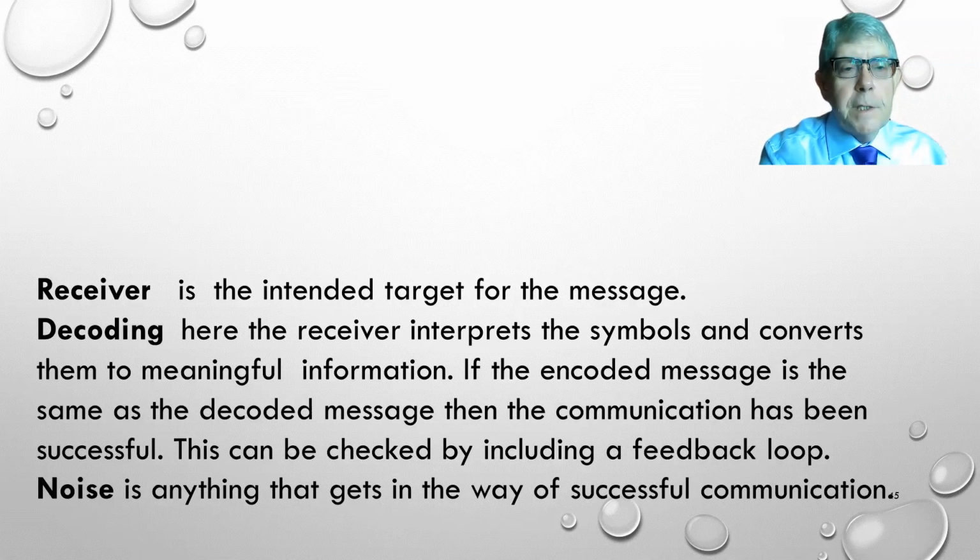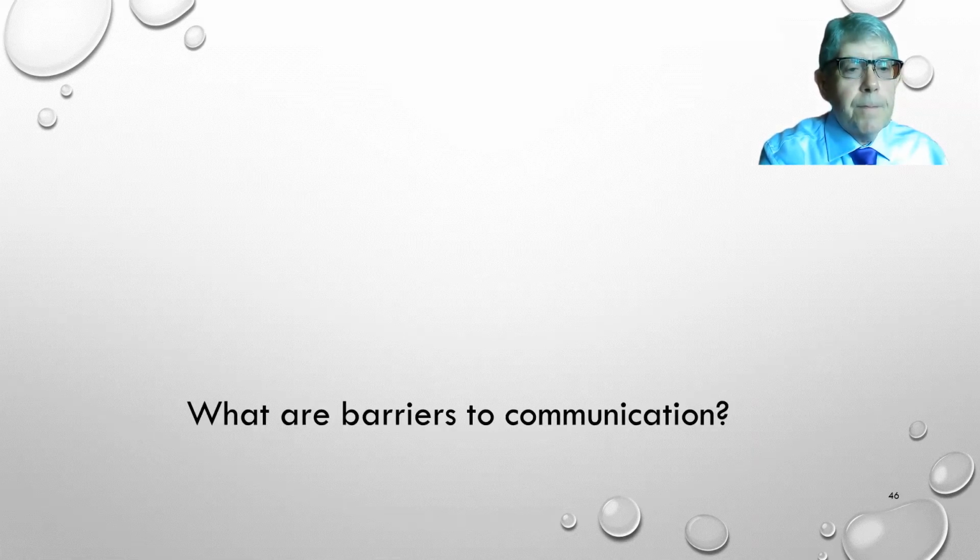The receiver is the intended target for the message. Decoding, here the receiver interprets the symbols and converts them to meaningful information. If the encoded message is the same as the decoded message, then the communication has been successful. This can be checked by including a feedback loop. Noise is anything that gets in the way of successful communication.